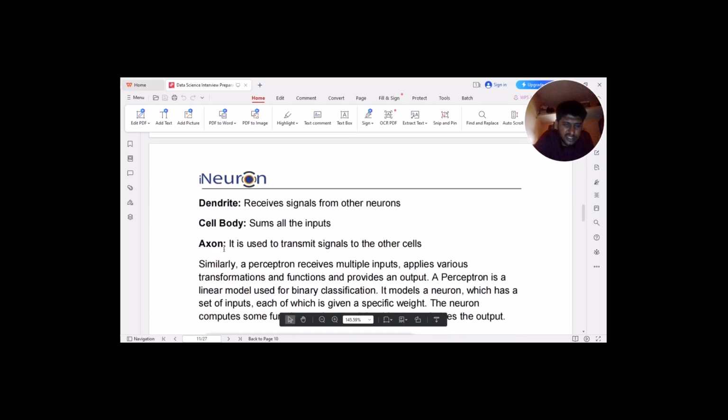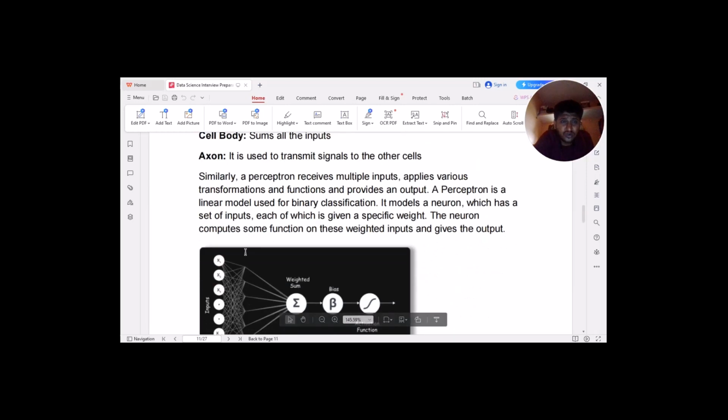Right. So dendrites, these are the things they might not ask. What you have to tell is what a perceptron is. A perceptron receives multiple inputs, applies various transformations and functions, and provides an output. A perceptron is a linear model used for binary classification. It models a neuron which has a set of inputs, each of which has a specific weight. The neuron computes some function on these weighted inputs and gives the output.